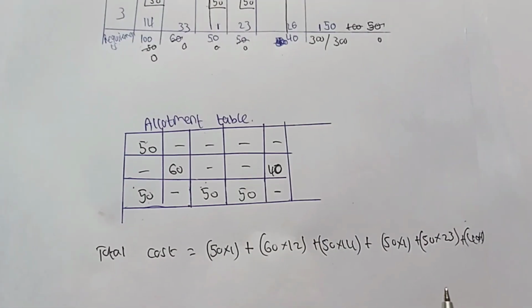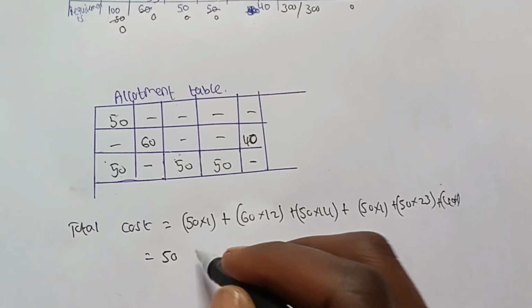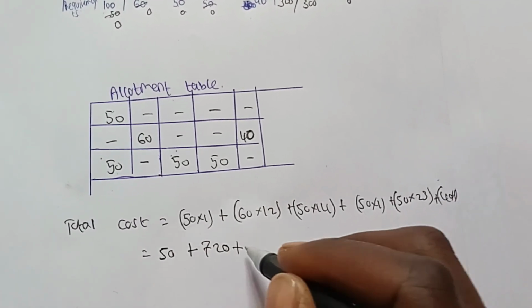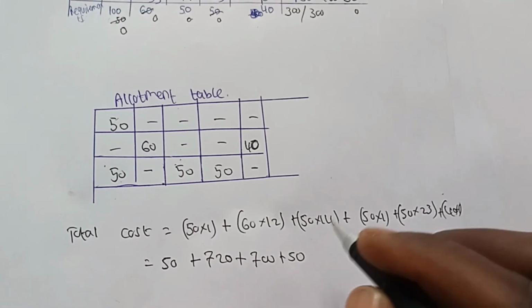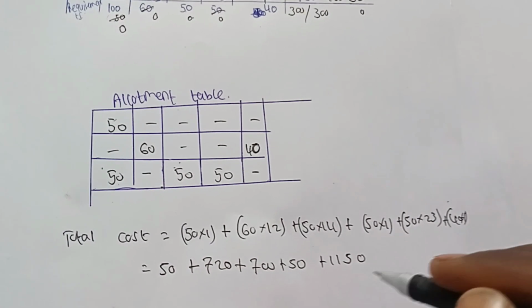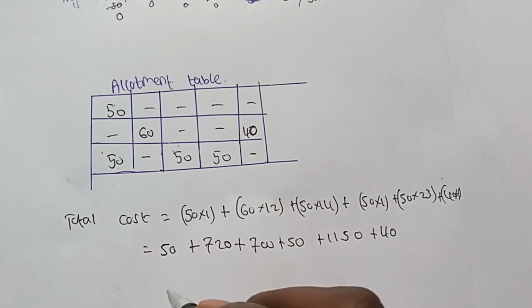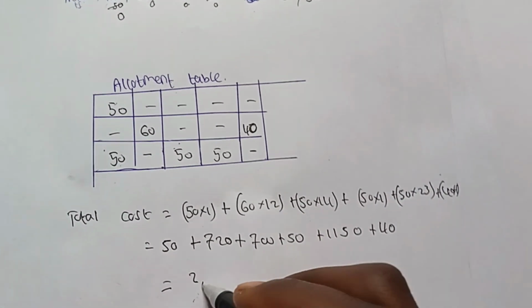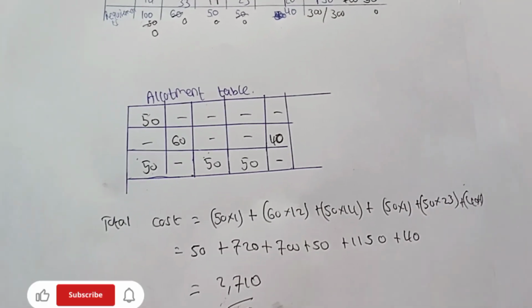This will give us our total cost, such that here we'll have 50 plus 720 plus 700 plus 50 plus 1150 plus 40. When you add all of it, you remain with 2710, and this is our total cost.